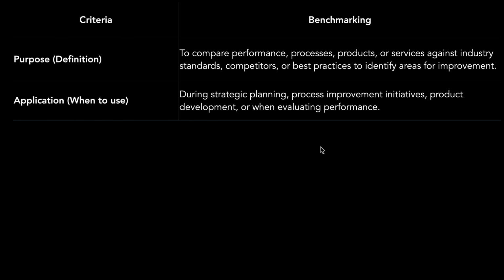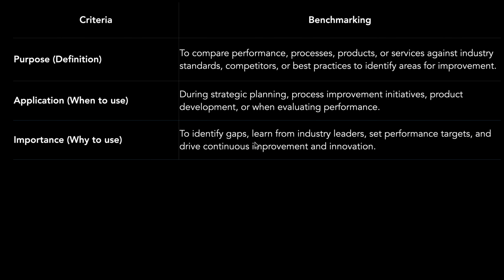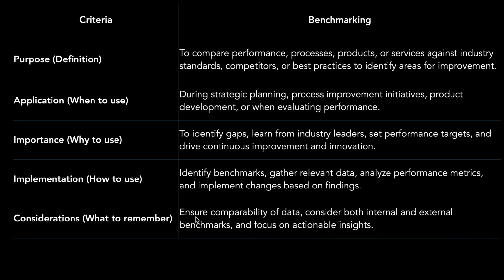Application: when to use it: during strategy planning, process improvement initiatives, product development, or when evaluating performance. Why we use this: we identify gaps, learn from industry leaders, set performance targets, and drive continuous improvement and innovation. How do we use it? We identify benchmarks, gather relevant data, analyze performance, and implement changes based on the findings. What to remember when we apply benchmarking? We ensure comparability of data, consider both internal and external benchmarks, and focus on actionable insights.